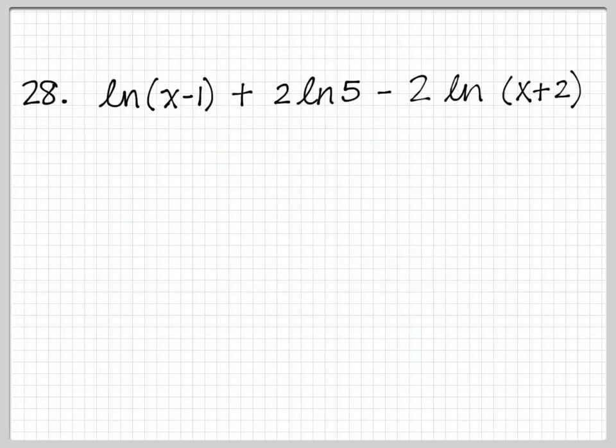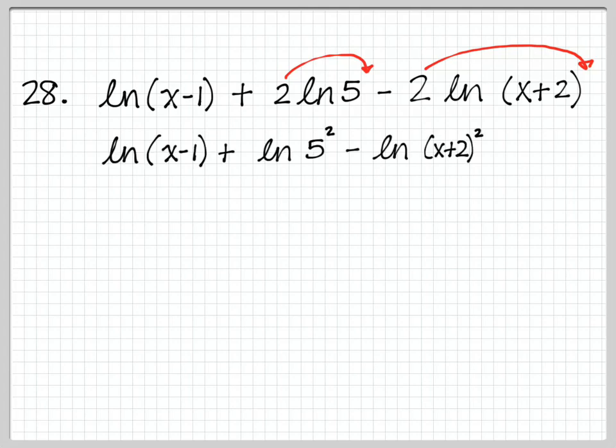For number 28, notice that all of these are log base e. They're all the natural logs. So we're going to do a little bit of identity work here. First of all, these coefficients go up and become the power of the argument. So we could write it that way. Now, since they're all the same base, all of those are natural logs, we're going to combine these arguments, and if I'm adding the logarithm, then this is going to go in the numerator of the argument, and here this is going to go in the numerator. Here I'm subtracting, so this argument's going to go in the denominator.